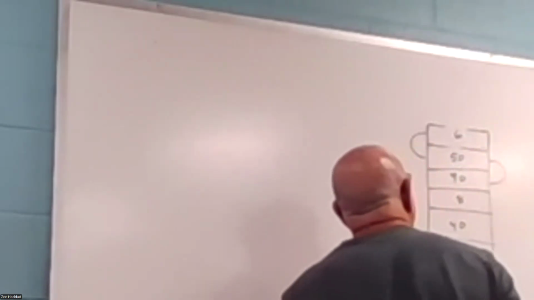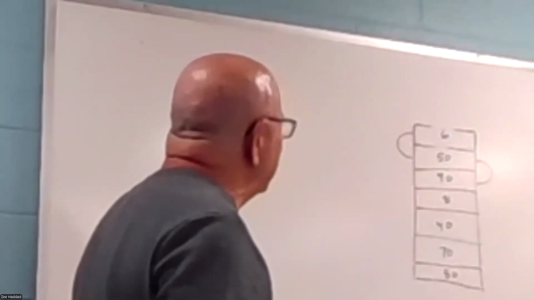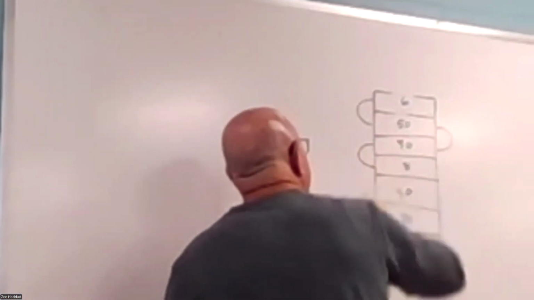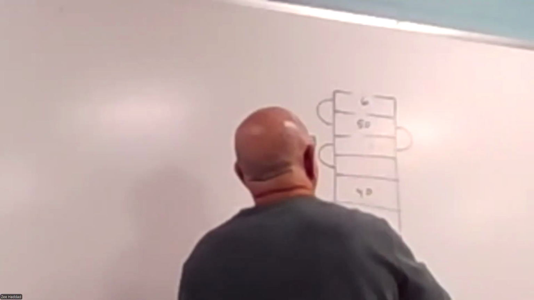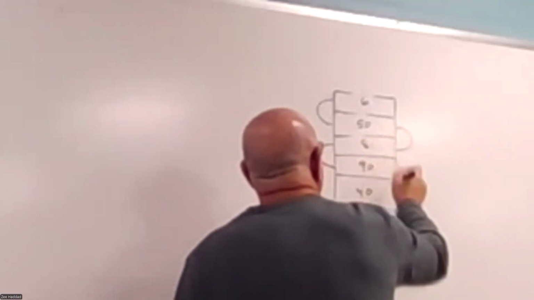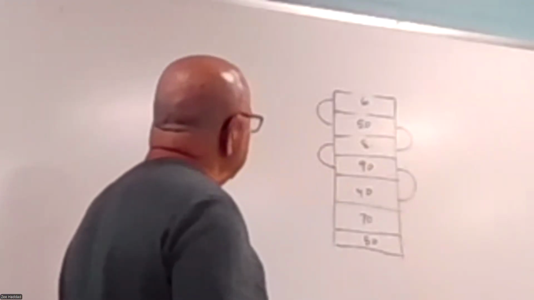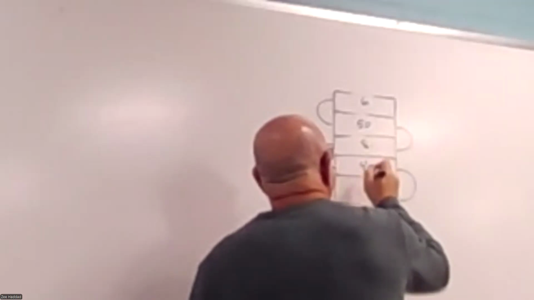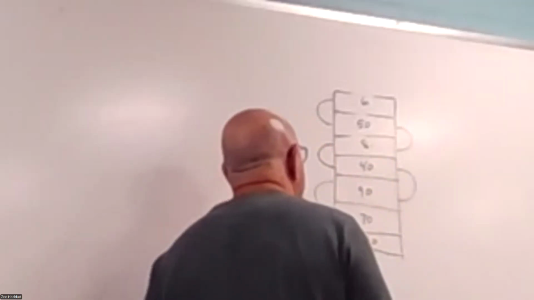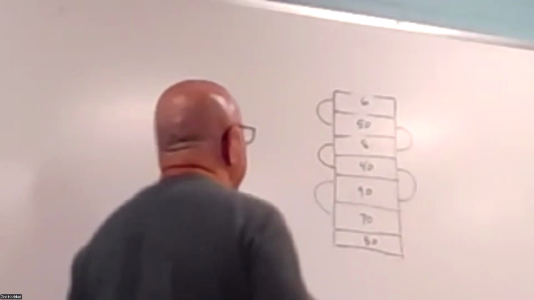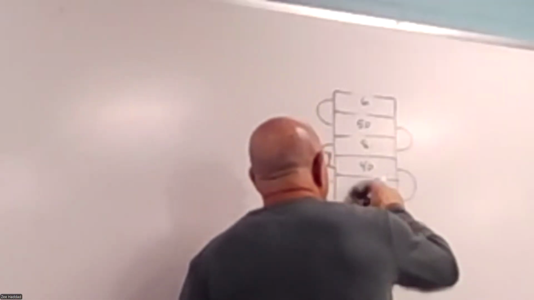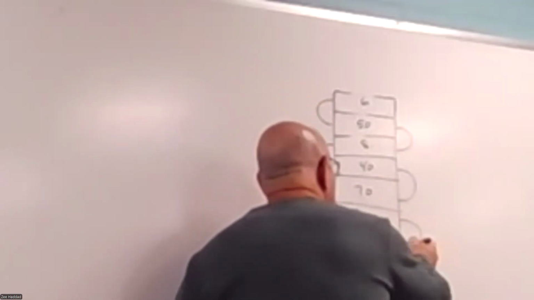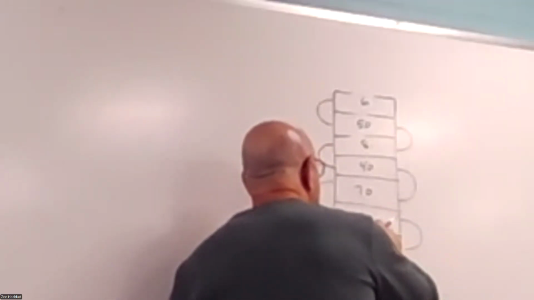Then you look at these two. Is the second one smaller than the first? Nope, I don't have to swap them. Then you look at these two. Is the 8 smaller than 90? Swap them. Then you look at these two. 90 and 40, swap them. Then you look at these two. 90 and 70, swap them. Then you look at the last two and you swap them because the 90 is bigger.